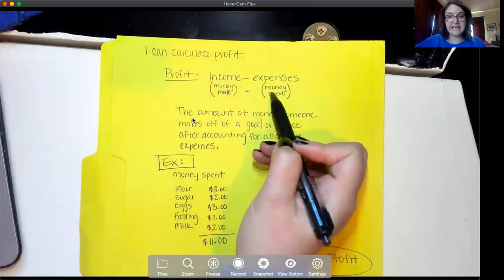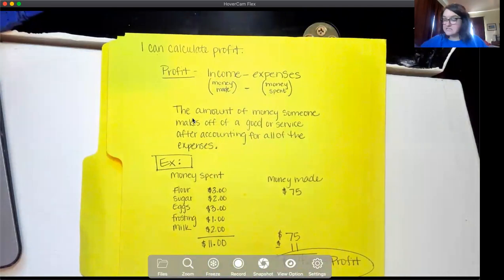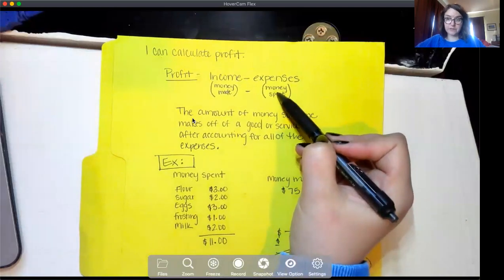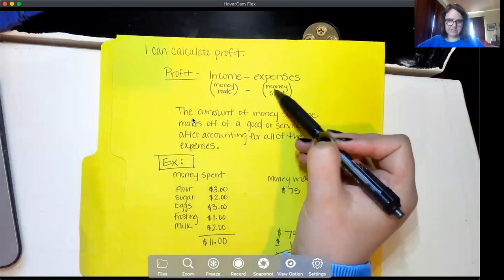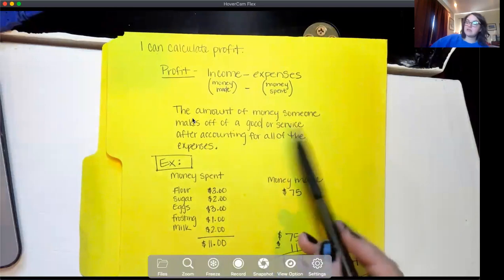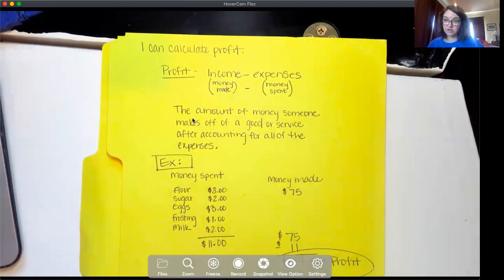So income, once again, is money made. That's when you make money and you have money. Expenses are like the things that you need to make, or the things that you bought. So money made minus money spent. So profit is the amount of money someone makes off of a good or a service after accounting for all of the expenses. So let's take a look at an example.